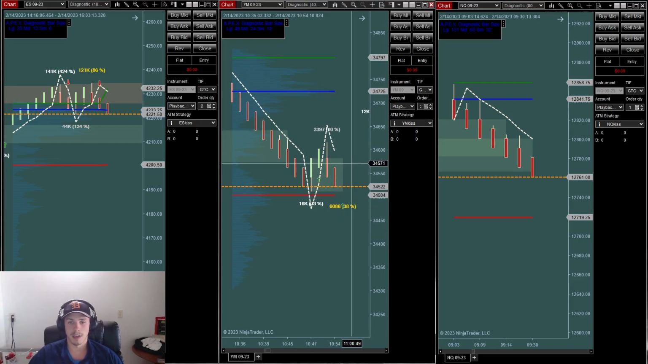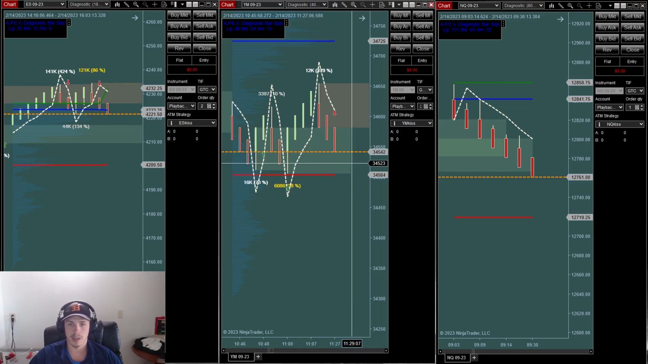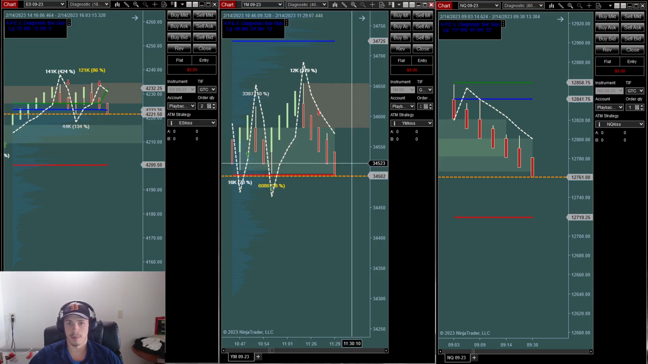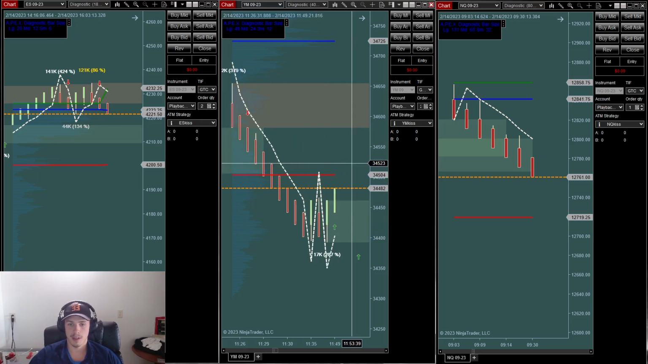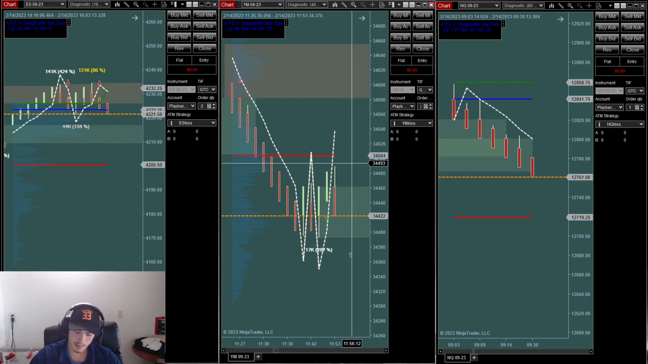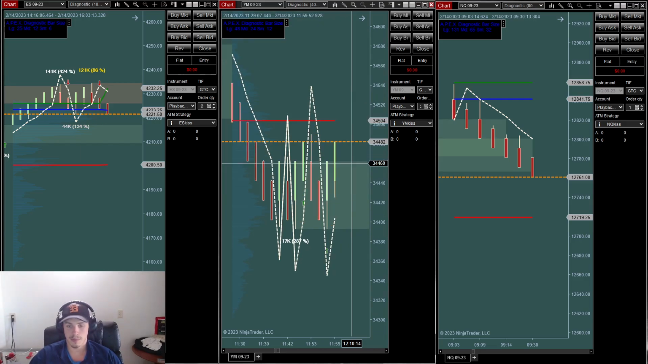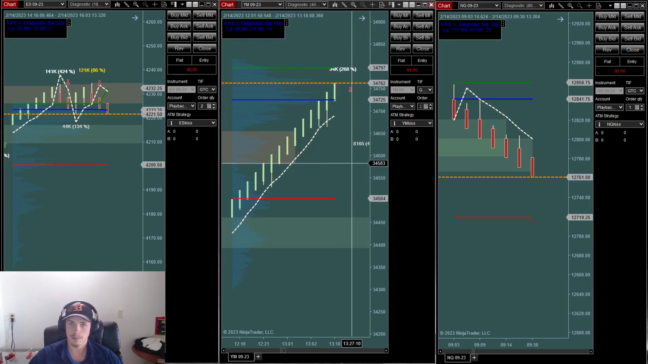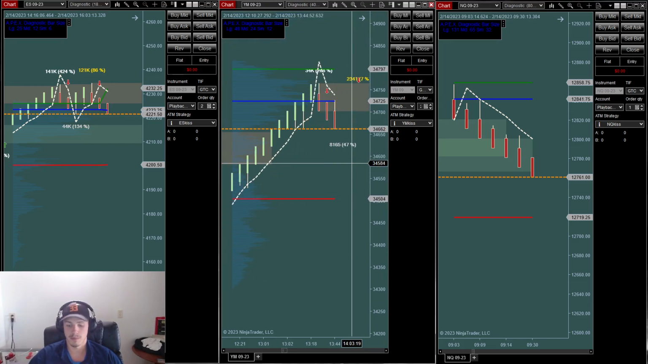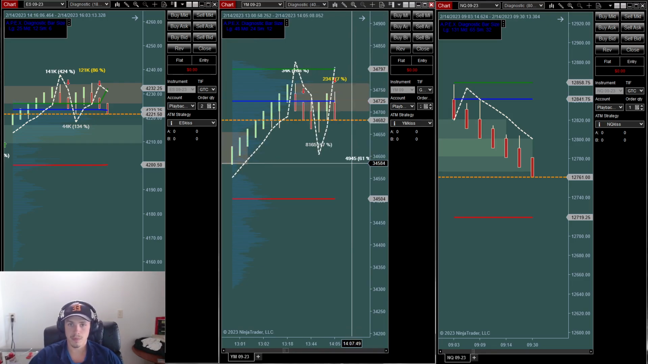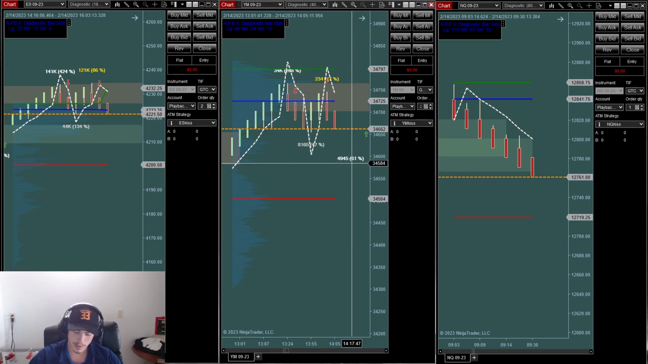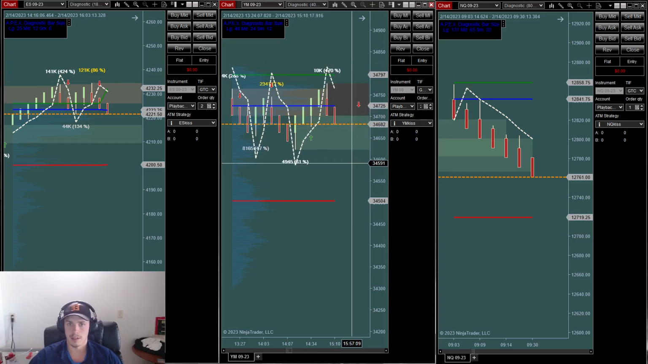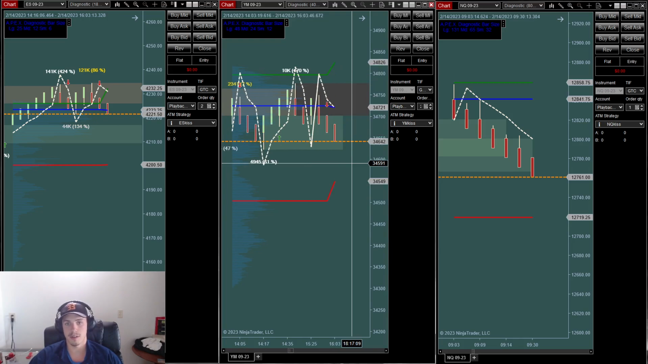Got a long setup, but did not work. Here's a short setup. It's another win. So 3 wins, 1 loss. We are in profit there so far. Here's a long setup. That's a loss. Long setup, win. So now we're basically break even, 4 wins, 2 losses. Short trade, the win. Short trade again, it's another win. Long trade here, it's another win. Very nice. Short trade here, another win.